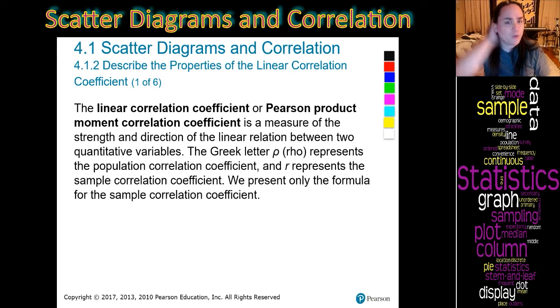Okay, so the linear correlation coefficient, also known as the Pearson product moment correlation coefficient, we're not going to call it that. We're going to use the words linear correlation coefficient. It is the measure of strength and direction of the linear relation between two quantitative variables. We use the letter rho, which looks like a lowercase p, to represent the population correlation coefficient, and the lowercase r to represent the sample correlation coefficient. In this one, we are analyzing the sample correlation coefficient, so you don't need to worry about the entire population, just a sample of data.